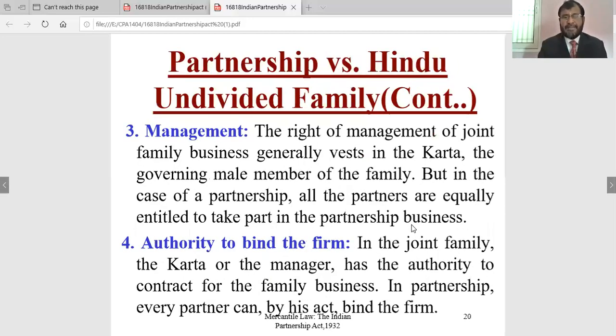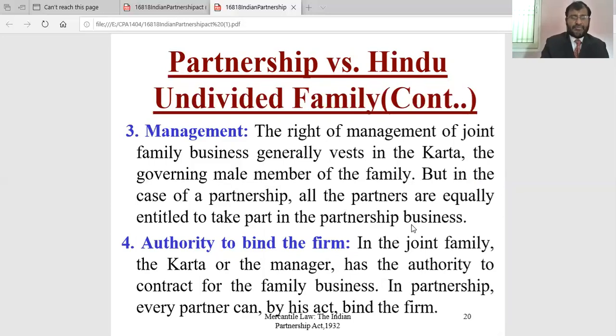Management. We will compare partnership versus HUF on this parameter, management. The right of management of a joint family business generally vests in the Karta of the HUF, who is the governing male member of the family, meaning the head of the family. Normally, Karta is the head of the family. But in case of partnership, all members are equally entitled to take part in the partnership business, unless there is an agreement to the contrary.